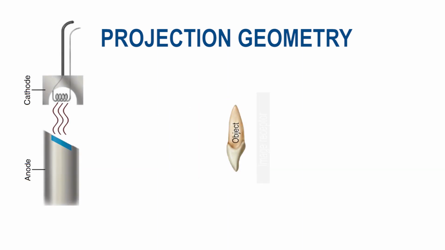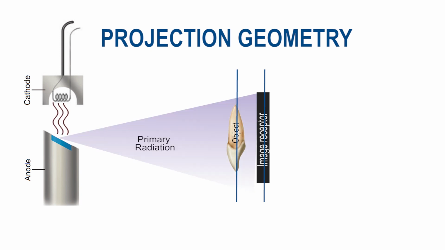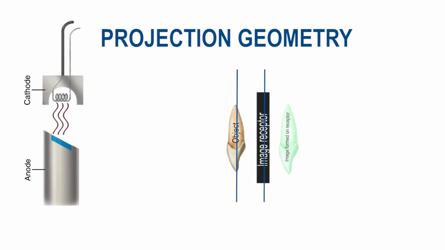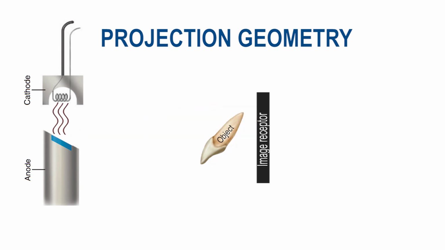Suppose we have an object, an X-ray source and an image receptor. This is the longitudinal axis of the tooth and image receptor. In this scenario, the X-rays are perpendicular to the object as well as the receptor. This is an ideal case and you will get an image with minimal geometric distortion. Now, suppose the object is not parallel to the receptor, or in other words, the object is not perpendicular to the X-rays. The result will be foreshortening of the image.